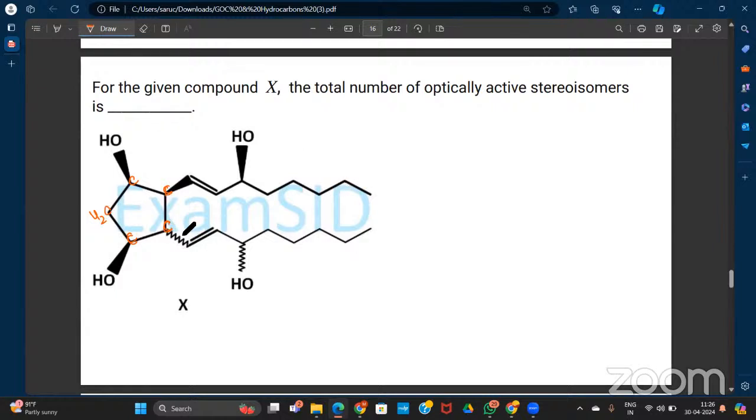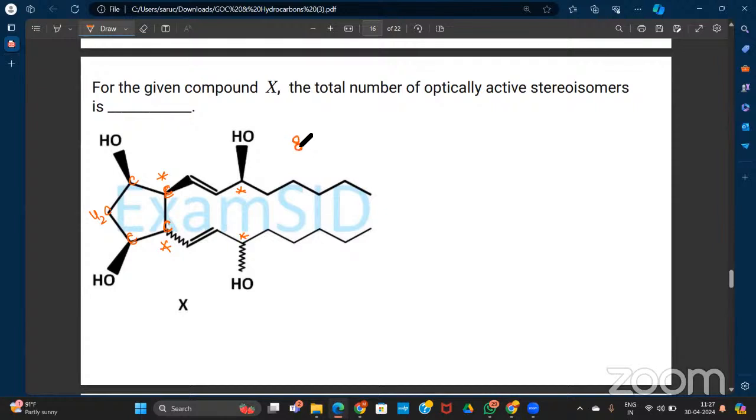Now, this carbon has COH, CH2, COH, which is different, and this part is different. So this is chiral, and here too this is a chiral center. Now what about this OH? It is different. So you have 4 different chiral centers. So 4 into 2, you'll be getting 8 optically active stereoisomers.